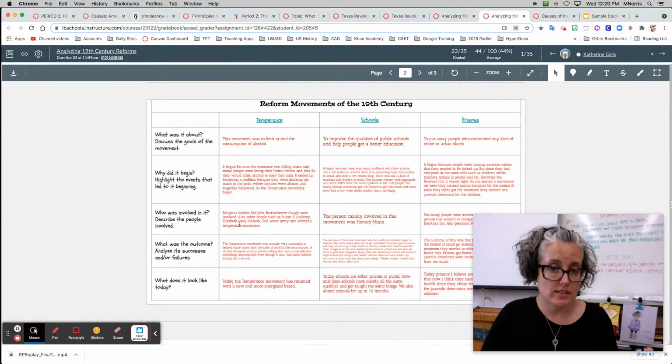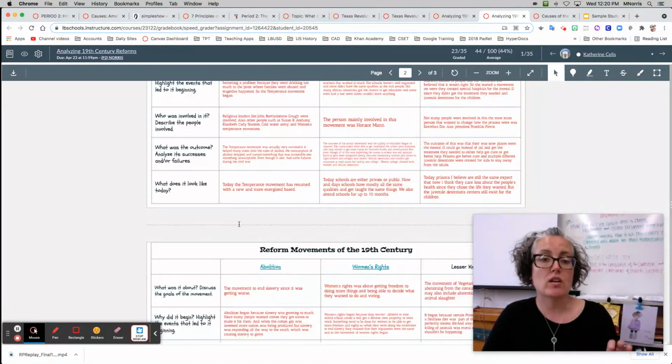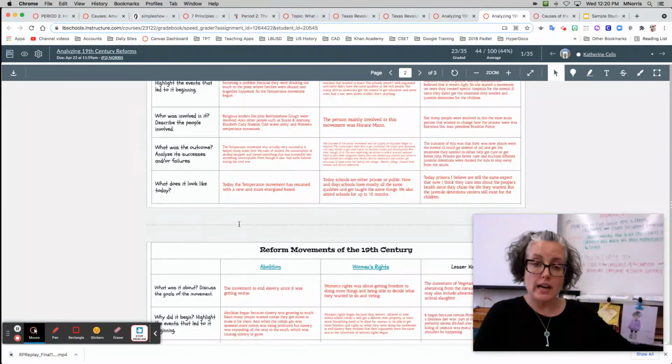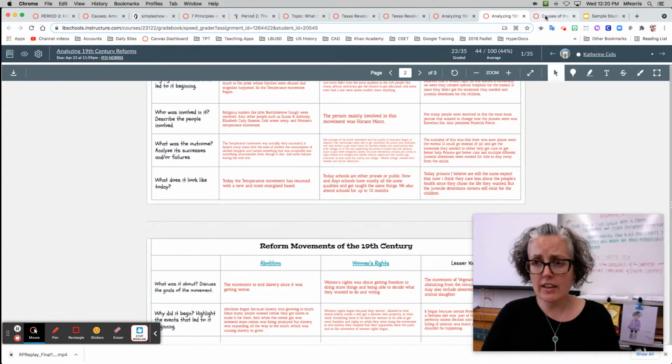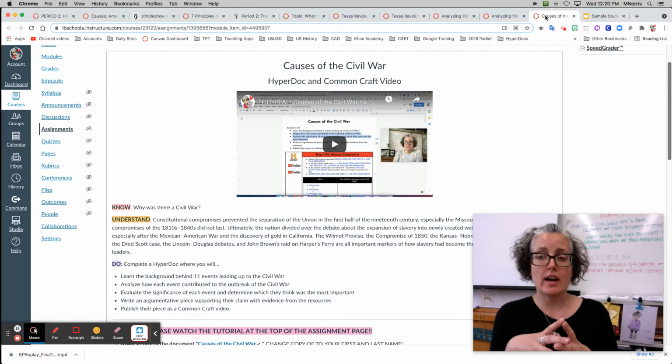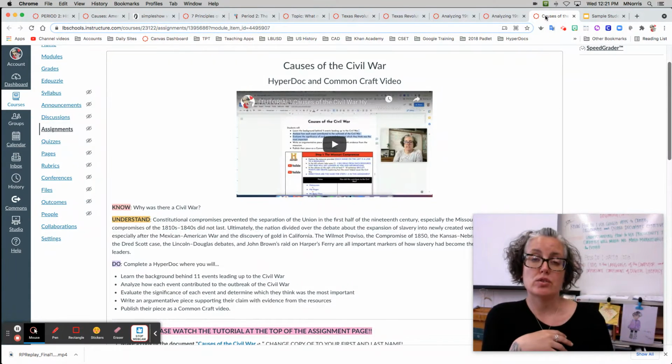So with this activity, again, we talked about some of those different reform movements, and not only how they looked in the past, but what they look like today. And this is bringing us into where we are right now, which is the Civil War. We're looking at the different causes of the Civil War. And then hopefully before the end of the school year, that will bring us into post-Civil War United States.